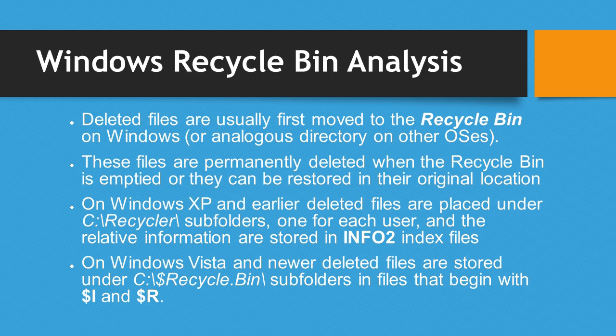Windows Vista and newer stores deleted files into a hidden recycle bin folder with the same subfolder structure as on Windows XP, but information about the files is not stored in info2 files anymore. Instead, it's stored in a pair of files for each deleted file whose names begin with $I and $R. The first type is an index file that stores the original information, while the latter type contains a copy of the deleted file.